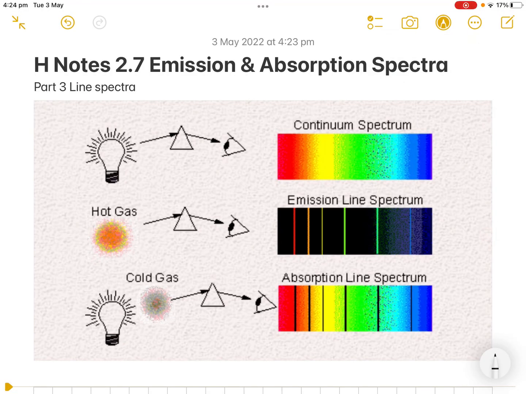This is Higher Physics Notes, Unit 2, Section 7, Emission and Absorption Spectra, the final part of this, Part 3 on line spectra. If you're writing your notes up just now, what you should do is pause the video at this diagram and copy up the diagram before proceeding, because I'm about to say a few things about it.